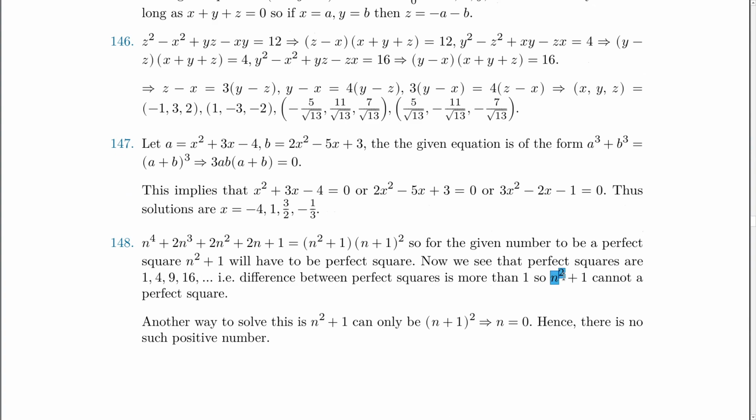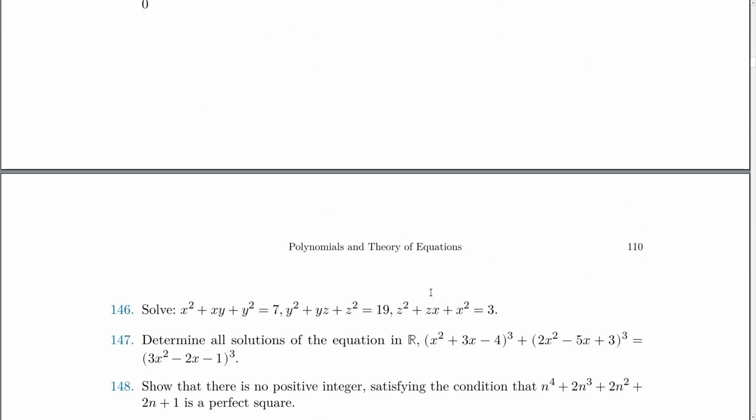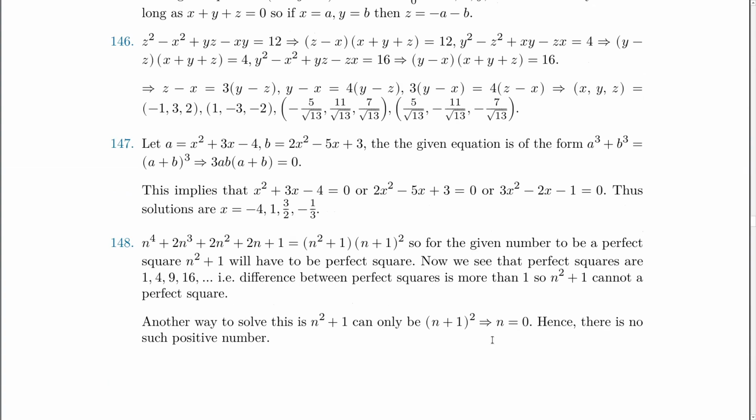So we see that it is n² and plus 1, so we can see that n² + 1 cannot be a perfect square. Now remember that this is for positive integers, that is, n has to be a positive integer. If n is not a positive integer, then there is a possible value of n equal to 0. But given that n is a positive integer, that is, n is at least 1, n² + 1 cannot be a perfect square. The only possible solution is (n + 1)² equal to 0, which implies that n is equal to 0. So therefore, there is no such positive number.